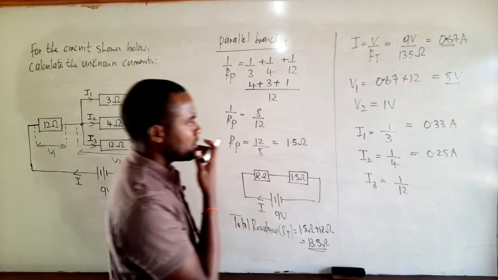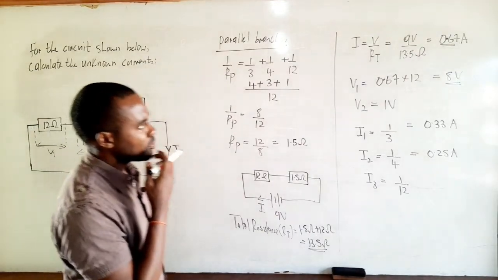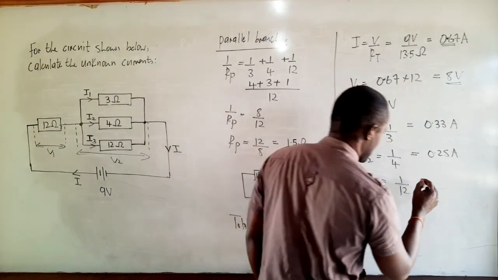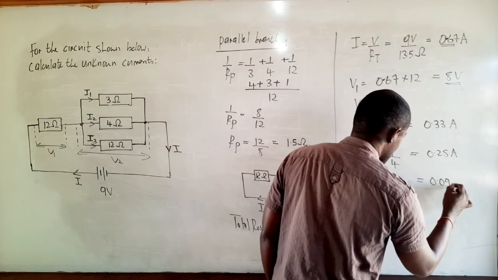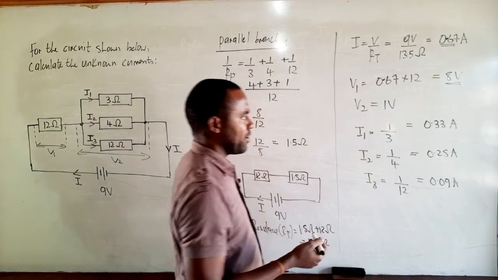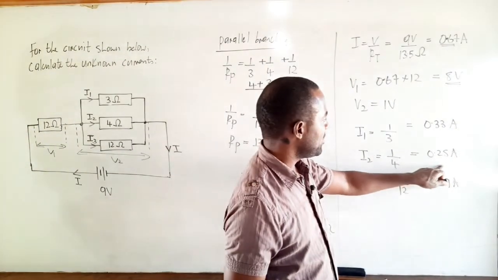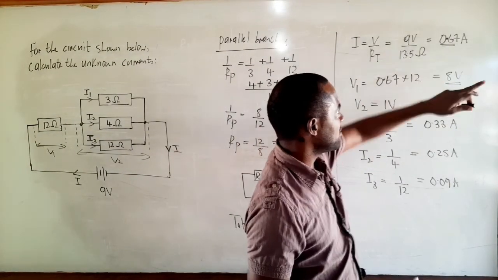No, sorry. So 0.09, approximately 0.09 amperes, somewhere around there. 0.09 amperes, right? Because of course we know that all three must basically add to give 0.67, which we rounded.